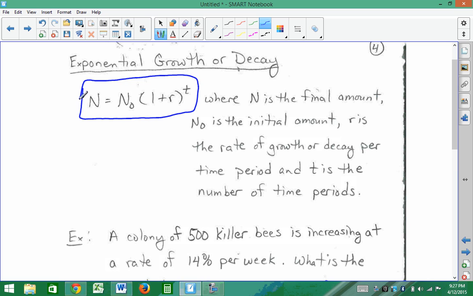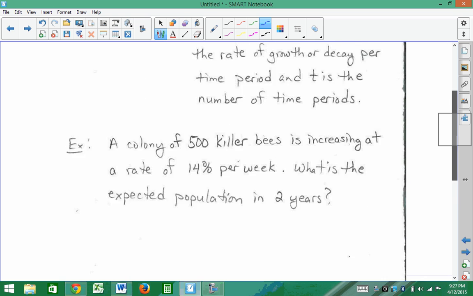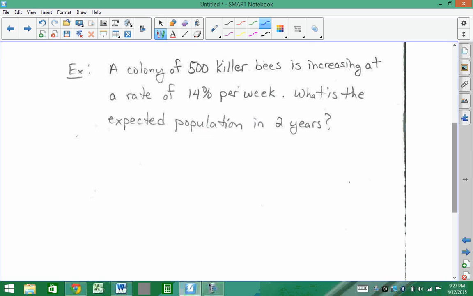All right, so let's put this formula into action. Okay, so here we have a colony of 500 bees is increasing at a rate of 14% per week. Okay, everything's going to have to be in weeks. Okay, if we want to use that rate of 14%. What is the expected population in 2 years?